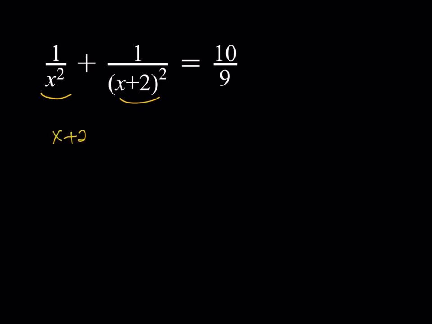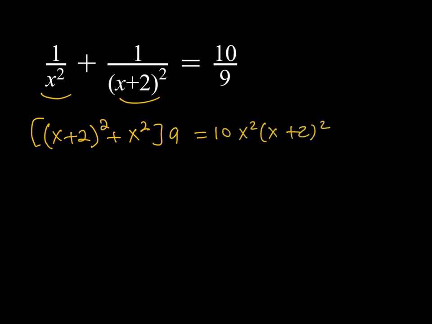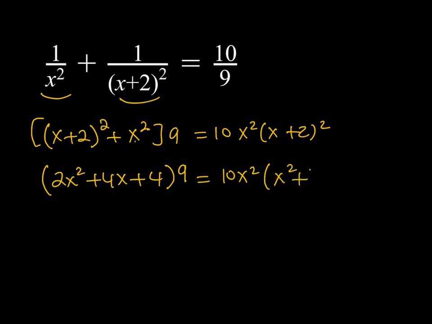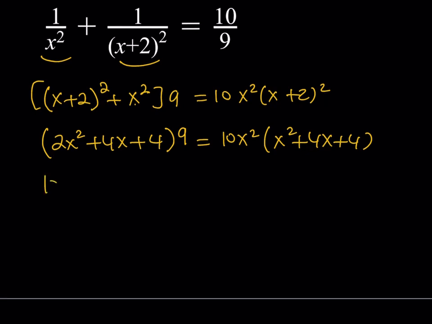So if you make a common denominator, this should look like x plus 2 quantity squared plus x squared. That's multiplied by 9 when I do the cross multiplication, and then 10 multiplied by the product of these two things. Okay? Let's go ahead and expand this. x squared plus x squared is going to give me 2x squared. Then I should be getting 4x plus 4. Then I'll multiply that by 9. And then this is going to look like 10x squared multiplied by x squared plus 4x plus 4. Okay. If we distribute, we're going to get 18x squared plus 36x plus 36.